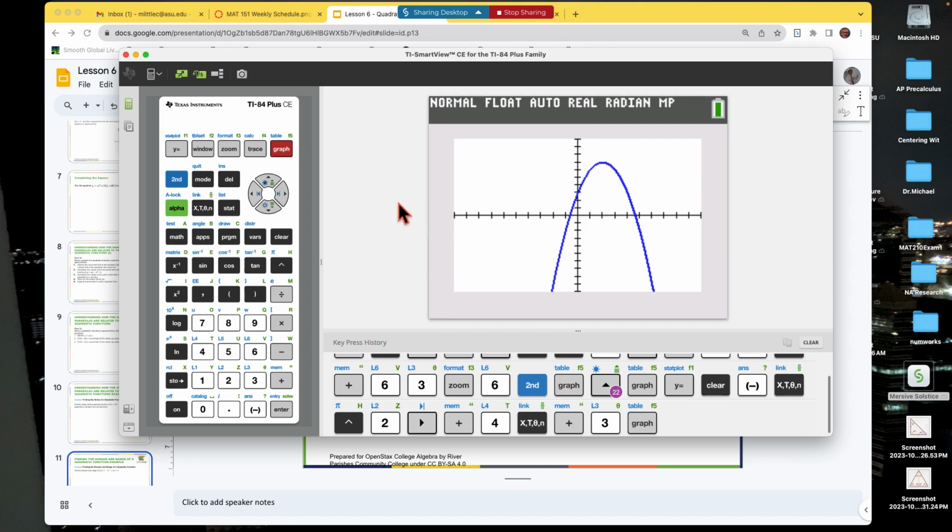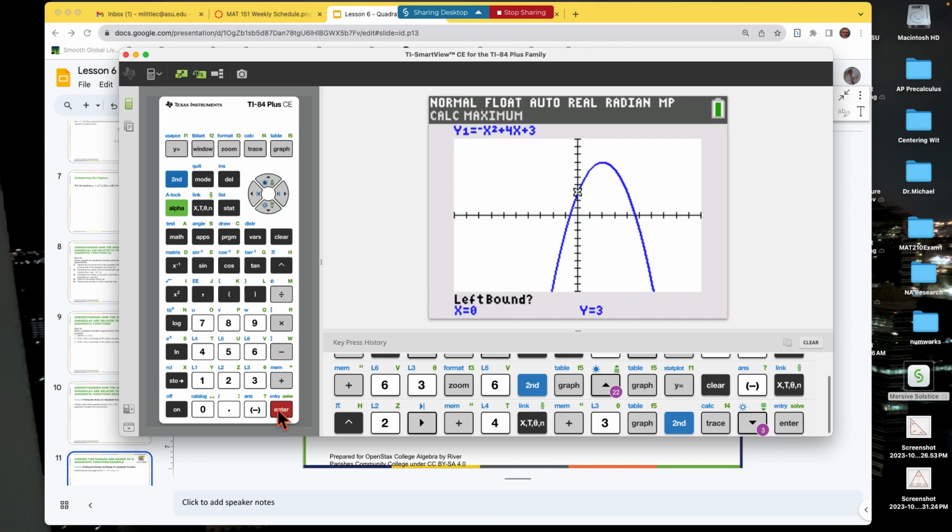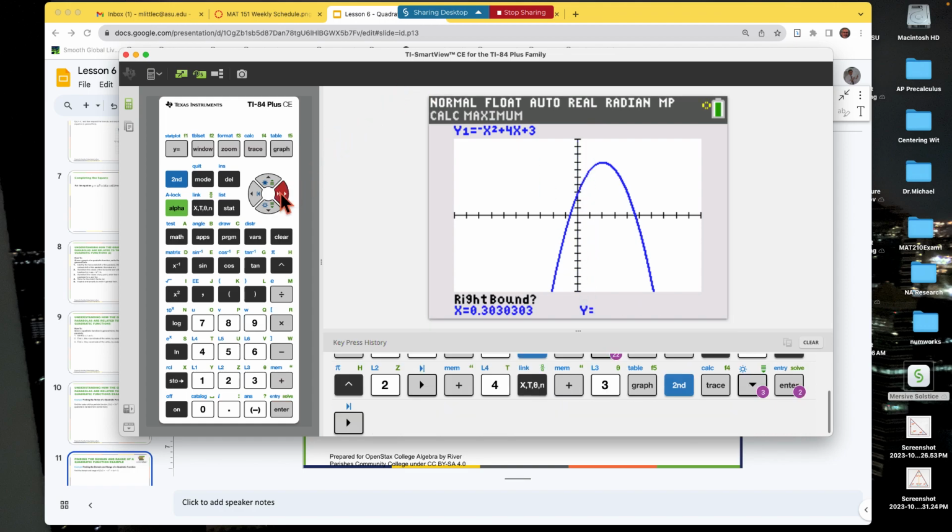We see our vertex here. One way to find the vertex, we go to second calc, and that's going to be a maximum. With this calculator, we need to make a left bound. We are to the left of the vertex, so I'm going to hit enter. And notice I get sort of a dashed line there. I move it to the right because the question down here is where's the right bound. So I move it to the right of the vertex, and I'm going further than I need to, but I like to go at least to the other side.